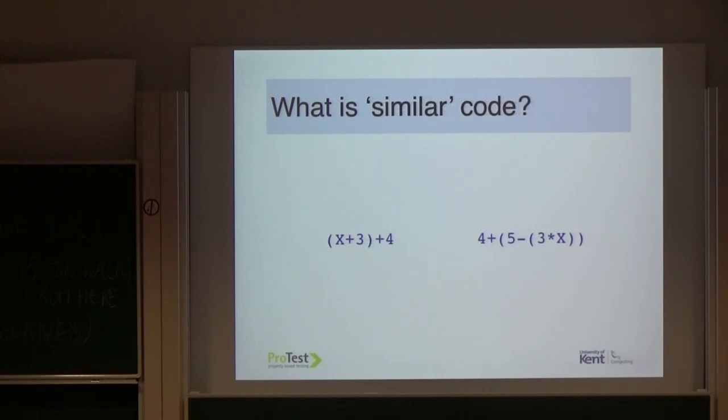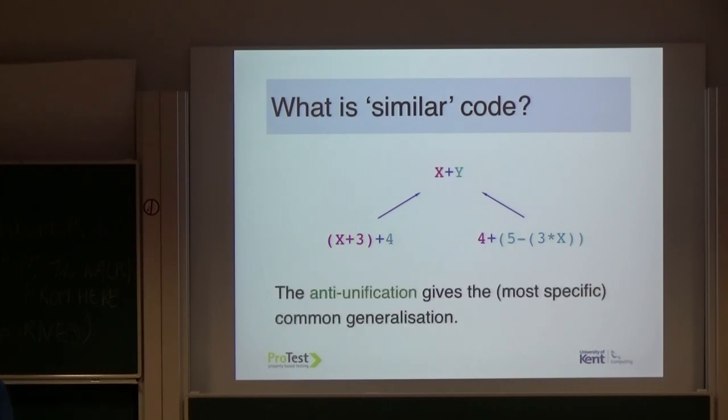We wanted to reflect similarity. And so what we chose to do was say that two pieces of code were similar if we had a common generalization. So we're doing anti-unification here. We look at two expressions and we say they're similar. What you're doing here is effectively taking a function body, which is a common abstraction of the two instances. The anti-unification gives us the most specific common generalization. So what we want to do is look for sequences of expressions that can be anti-unified.